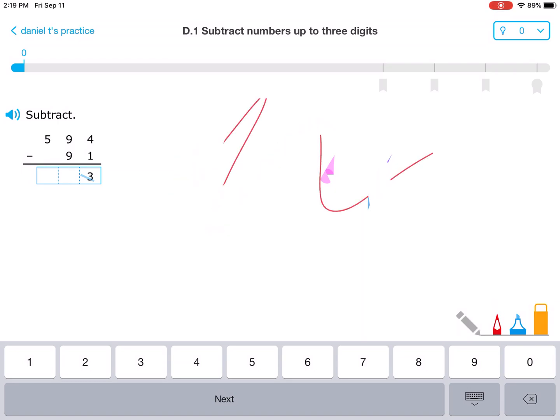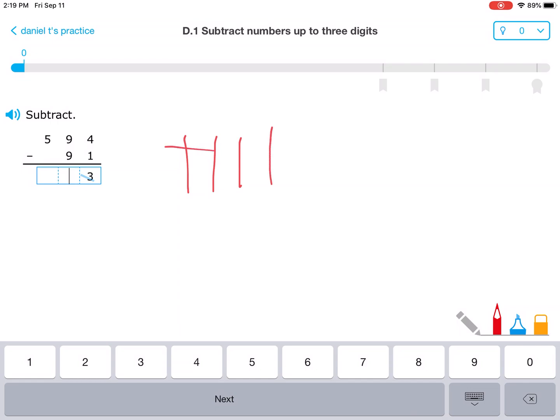So what I could actually do is I could just do 1, 2, 3, 4, 5, 6, 7, 8, 9. And I could erase them. Now I'm going to erase 9 things. 1, 2, 3, 4, 5, 6, 7, 8, 9. 9 minus 9 is 0.